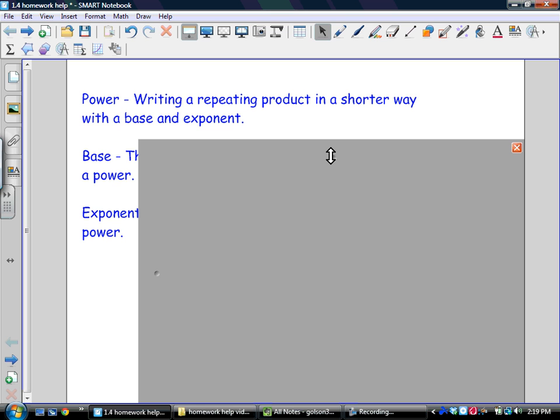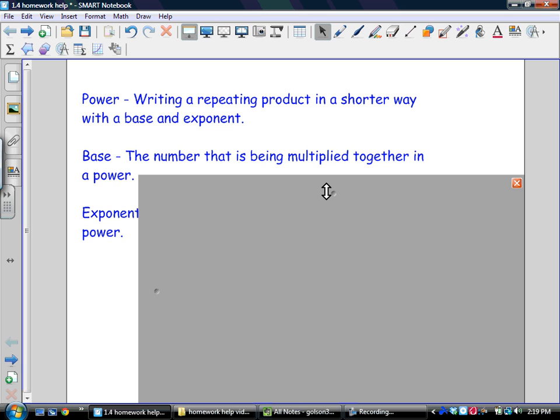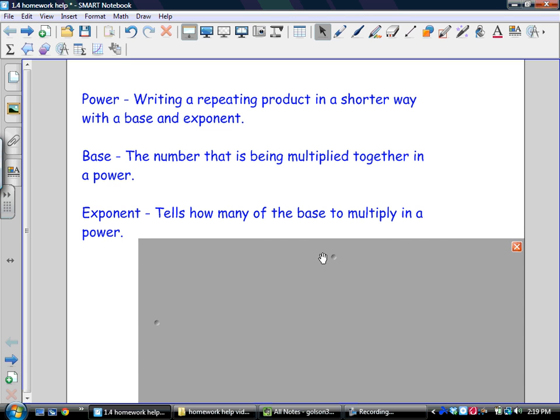So obviously the question then would be, well, what are bases and exponents? Well, when you're doing this and you're writing this repeating product, the base is the number that's being multiplied together in a power. And the exponent, that tells you how many of the base to multiply.